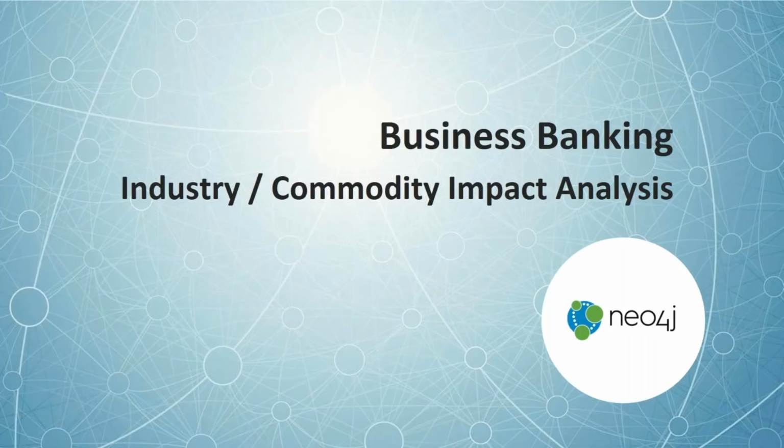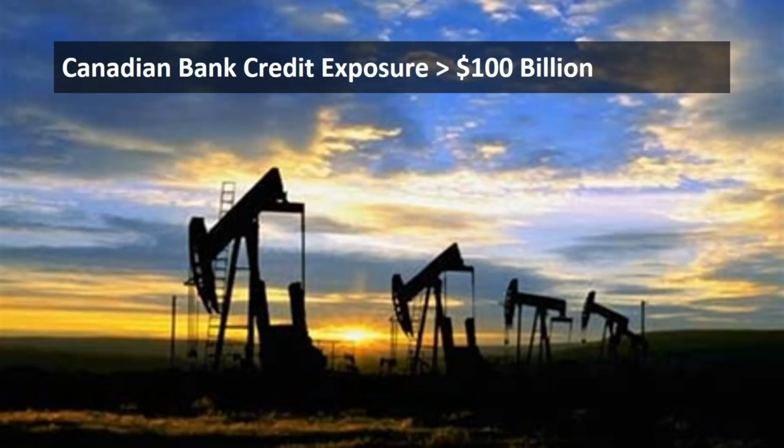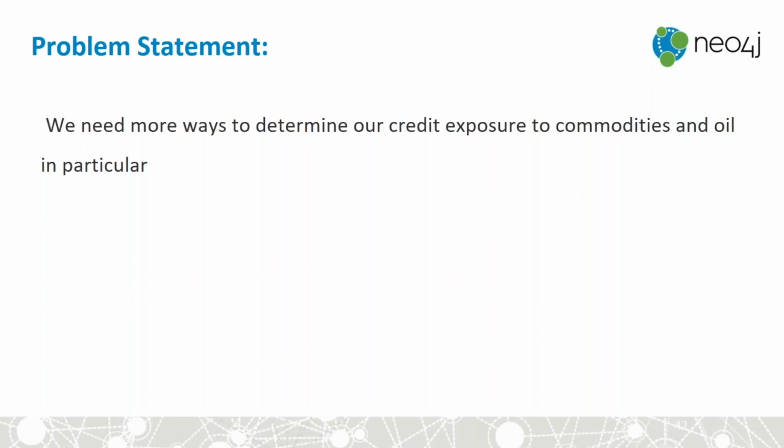All right, so this is a use case that is similar, and it's because, once again, you have to understand the community, but it was all about exposure to the volatility of a commodity. Okay, so this was, I think, in 2016. You have about $100 billion in credit exposure for Canadian banks related to the oil industry. So the burning question was, how do we understand whether a business is going to be affected by volatile oil prices? We need more ways to determine our credit exposure to commodities and oil in particular. That was the basic question.